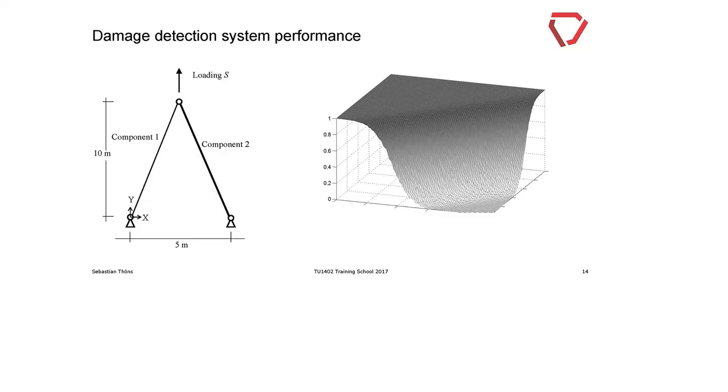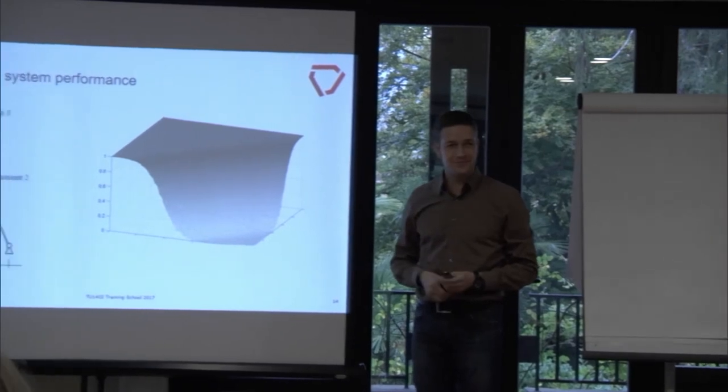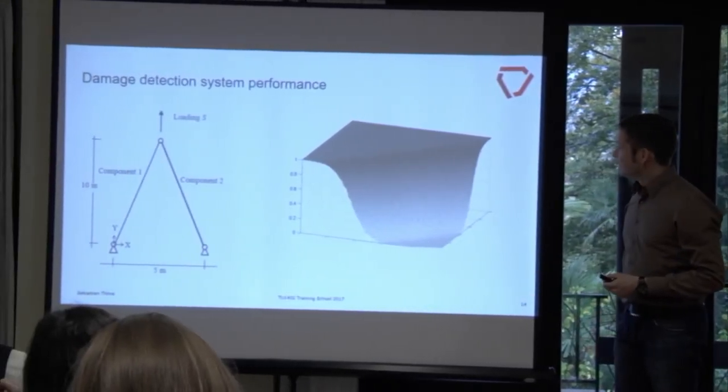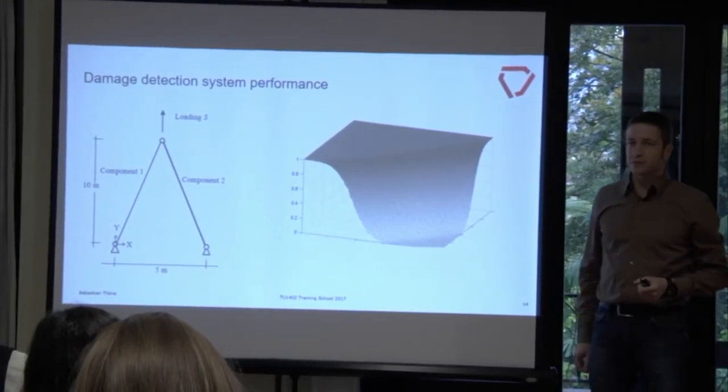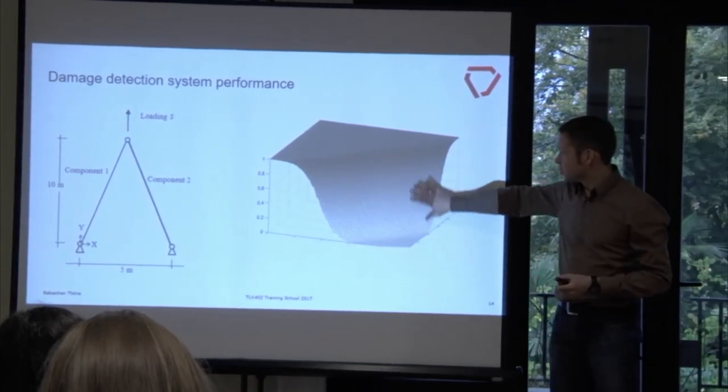Slide, and well, I remember that I should increase the number of slides per time unit. So now we have a probability of indication surface. It could look like this.